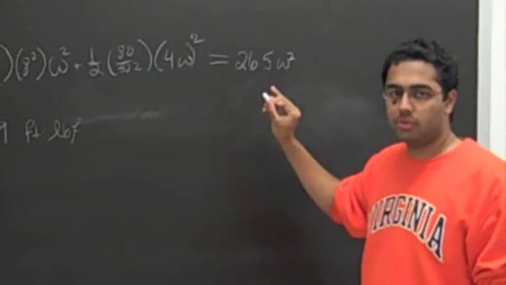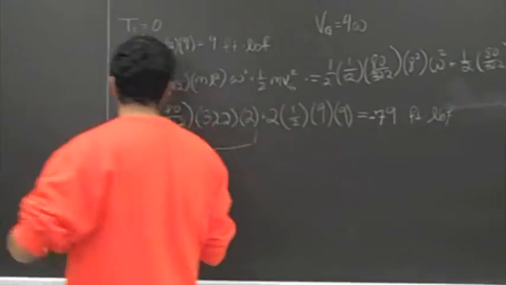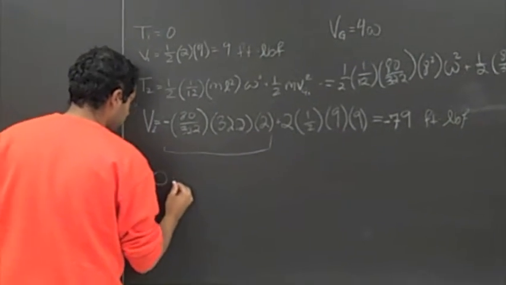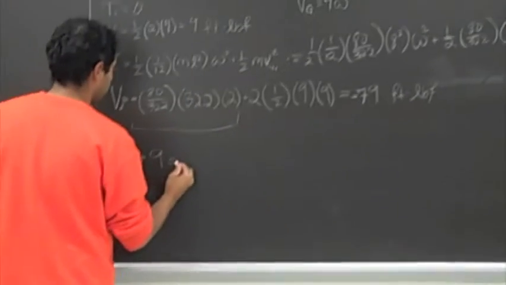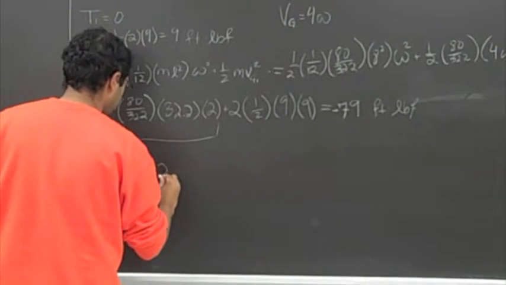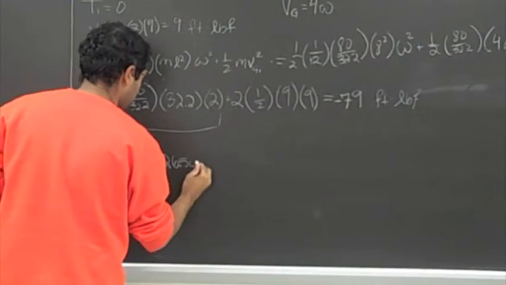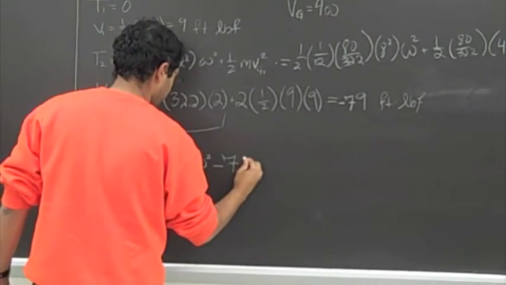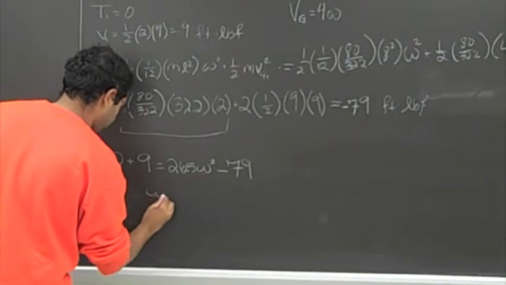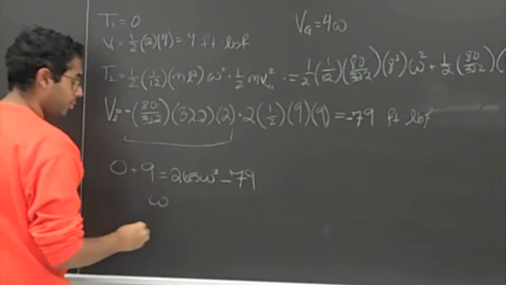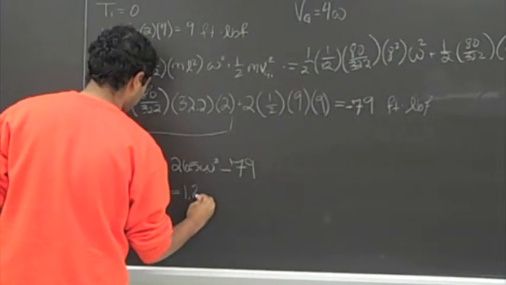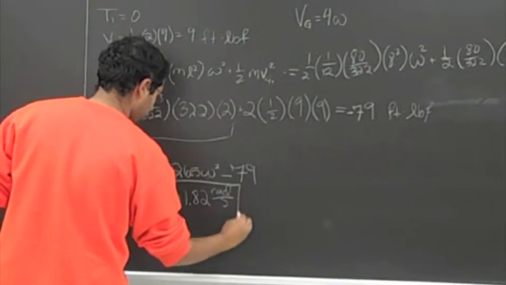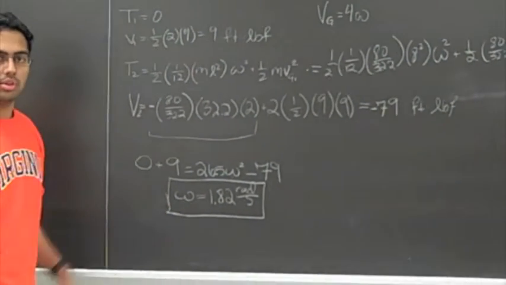So now we have all 4 of the expressions for the work energy expression, so what we can end up doing is just simplifying this all down and putting it all back into this equation, which is 0, T1, plus V1, which is 9, is equal to T2, 26.5 omega squared, plus V2, which is negative 79. Solving for omega squared, or solving for omega, we end up with 1.82 radians per second. And this is the angular velocity of the door at the point theta is equal to 30 degrees.